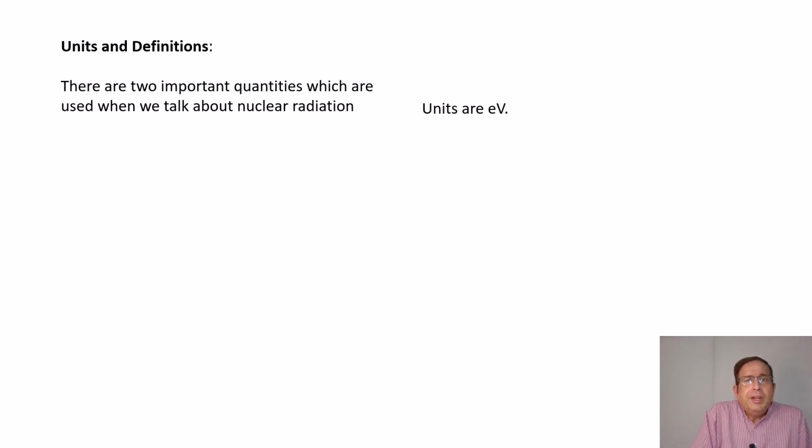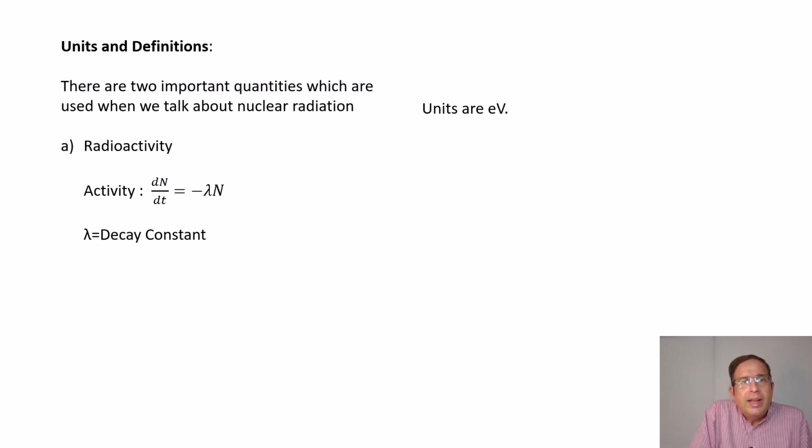So there are two important quantities which are used when we talk about nuclear radiation. Number one is the radioactivity, and the radioactivity is defined by the term called activity, and the activity is defined by this particular equation here, which is dN by dt is equal to minus lambda n. So this quantity called dN by dt is called the activity, and this is equal to minus lambda n.